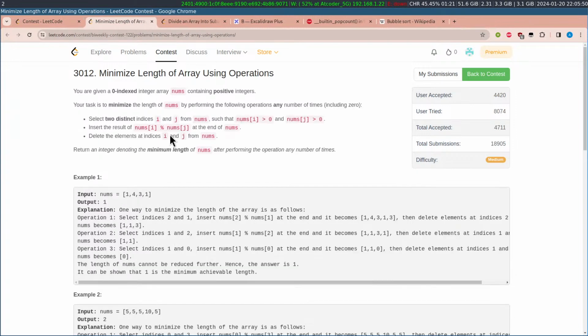Now I will move to the third problem. Minimize length of array using operations. You are given a zero-indexed array nums containing positive integers. Your task is to minimize the length of nums by performing the following operations any number of times, including zero. Select two distinct indices i and j from nums such that nums[i] is greater than 0 and nums[j] is greater than 0. Insert the result of nums[i] modulo nums[j] at the end of nums. Delete the elements at index i and j from nums. Return an integer denoting the minimum length of nums after performing any number of operations.